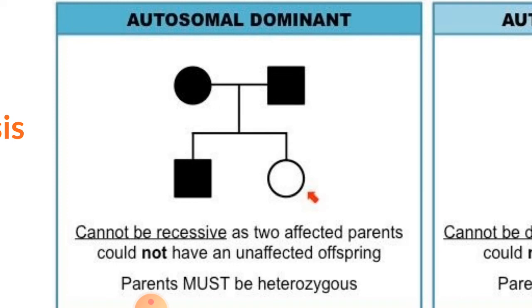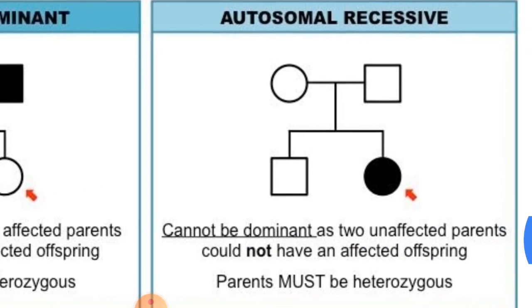If the parents were homozygous, or even if one of the parents were homozygous, then this would not have been the result. So the presence of this unaffected offspring shows that the parents are heterozygous in this particular trait. Then next is the autosomal recessive.